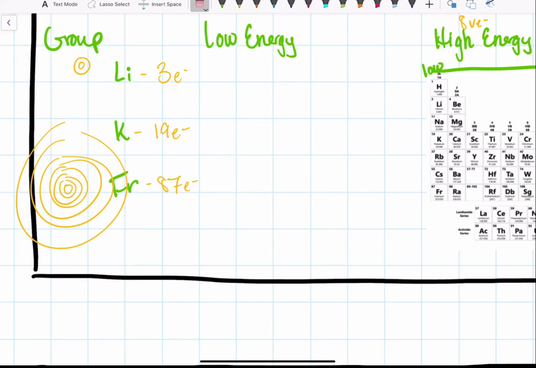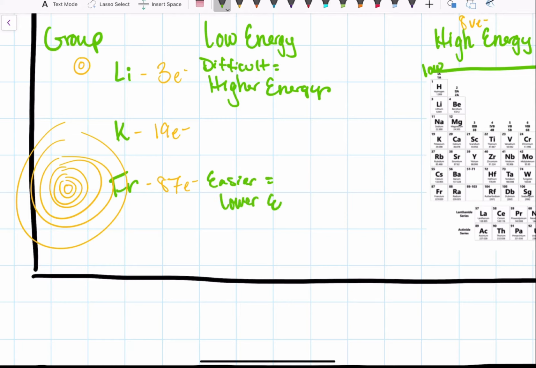So that being said, it's a lot easier to remove an electron from francium because we already have all of these other energy levels there, whereas lithium, there's only a couple. So lithium's really going to notice if one of its 3 electrons disappears, whereas francium's not going to notice as much if one of its 87 electrons disappears. So lithium up here is a lot more difficult to remove from. And we know that difficult means that it takes some higher ionization energy. So this is higher energy to remove. In francium, it is going to be easier to remove that. So it's going to take lower energy.